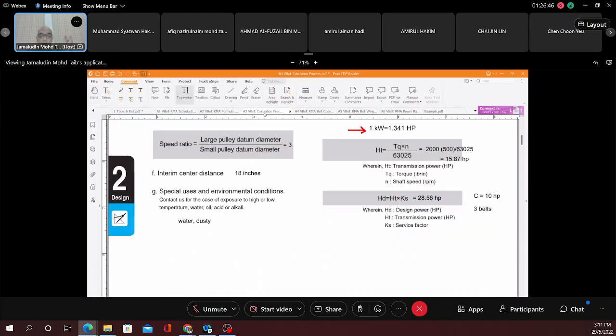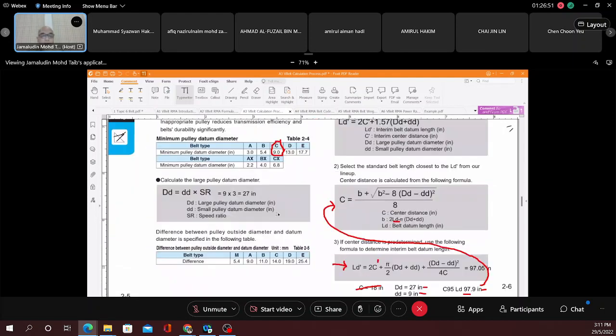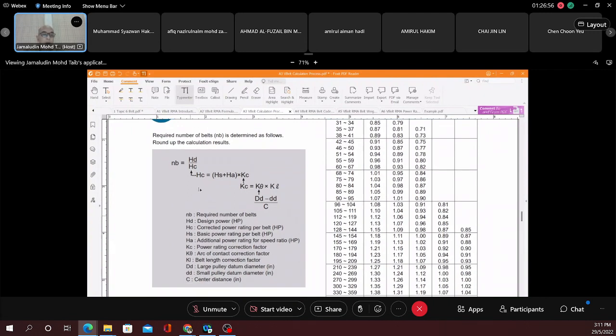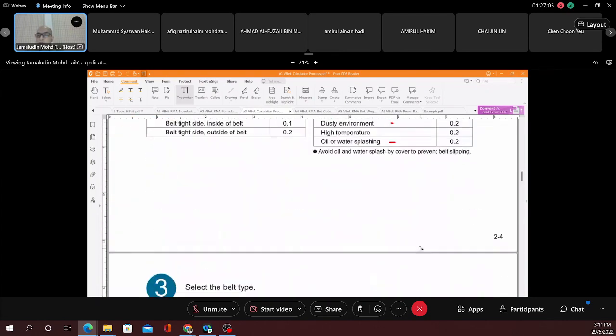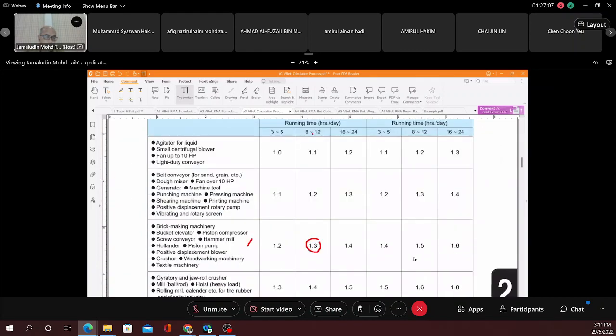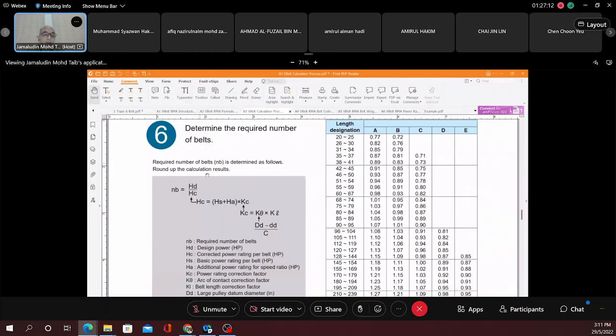After you have the configuration, the next step is how many belts you want to use. Let me write the formula here. I just explain and you should do the rest. The design horsepower H design, I think we calculated that. That is 28.56 horsepower.